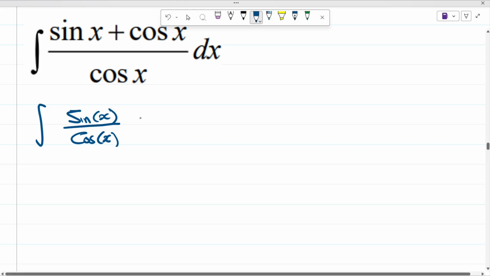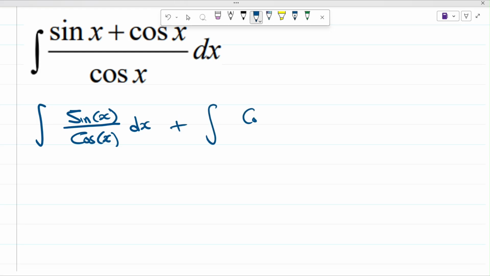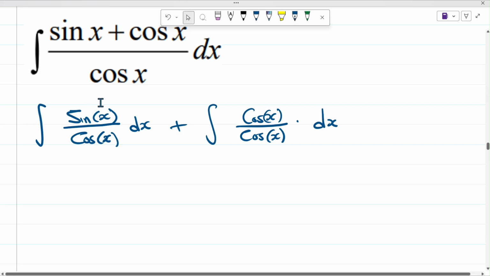plus, or I can just split them at the same time, right? I can just say dx here plus the integral of cos of x divided by cos of x dx, and then bam. Sine x divided by cos x, what is it? It's a tan, right? It's a tan.